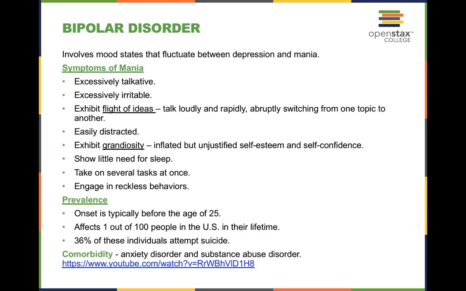Easily distracted. They exhibit grandiosity, especially inflated but unjustified self-esteem and self-confidence, show little need for sleep, take on several tasks at once, and engage in reckless behaviors. Usually, the onset is before the age of 25 and affects 1 out of 100 people in the United States in their lifetime.